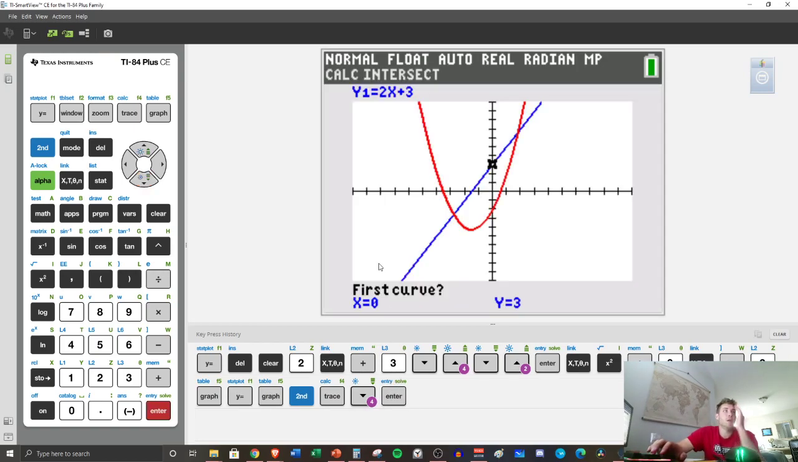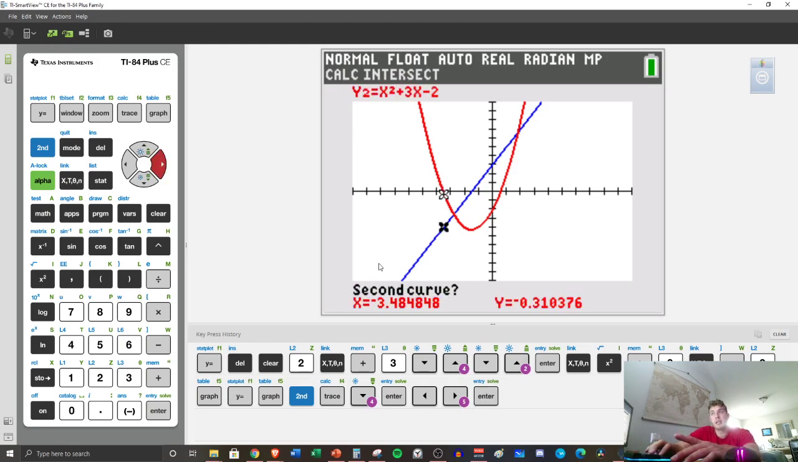This is similar to how we found the maximums and minimums. It says, what is the first curve? I'm just going to click the blue line. It's not necessarily a curve, but we're just going to hit enter. Second curve. And then it wants you to guess where it is. So I'm guessing this first point is about right here. And then it gives me the intersection. It says negative 2.79, negative 2.58.